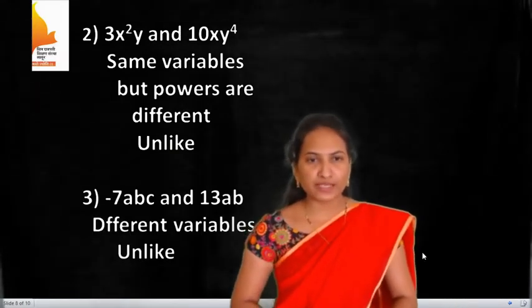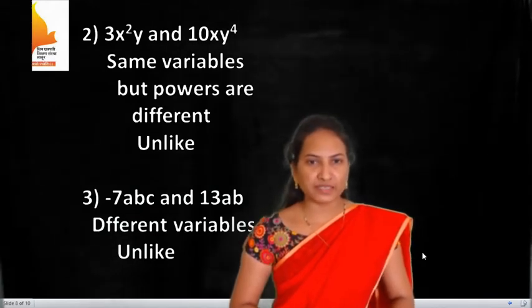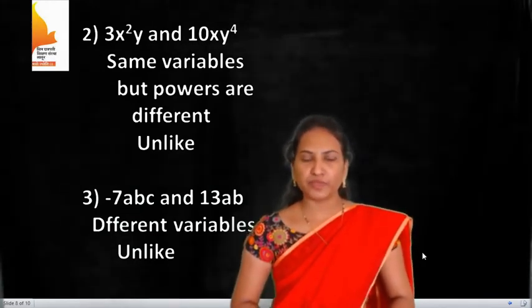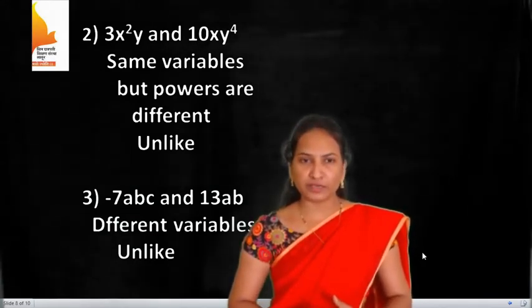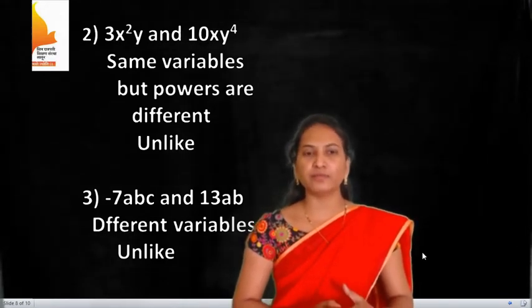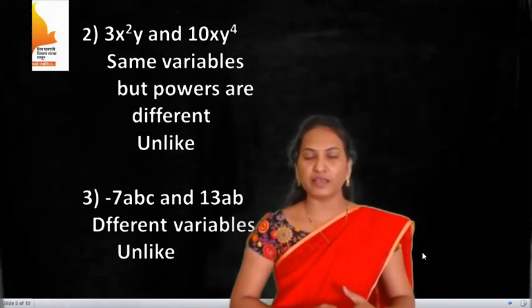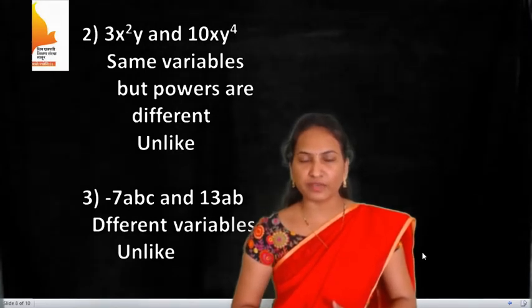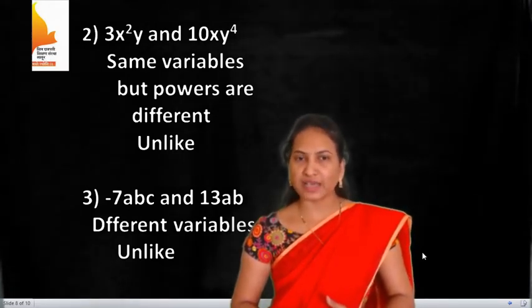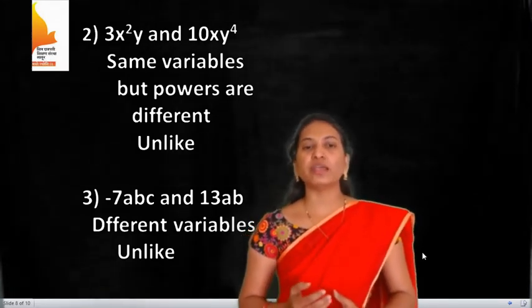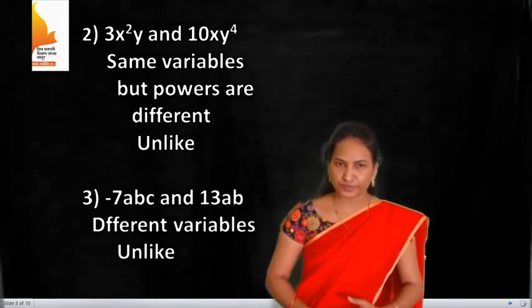Let's see one more example, minus 7abc and 13ab. Here in these two algebraic terms, the first algebraic term contains three variables a, b, c, whereas in the second algebraic term only two variables are there, a and b, so they are also unlike terms.